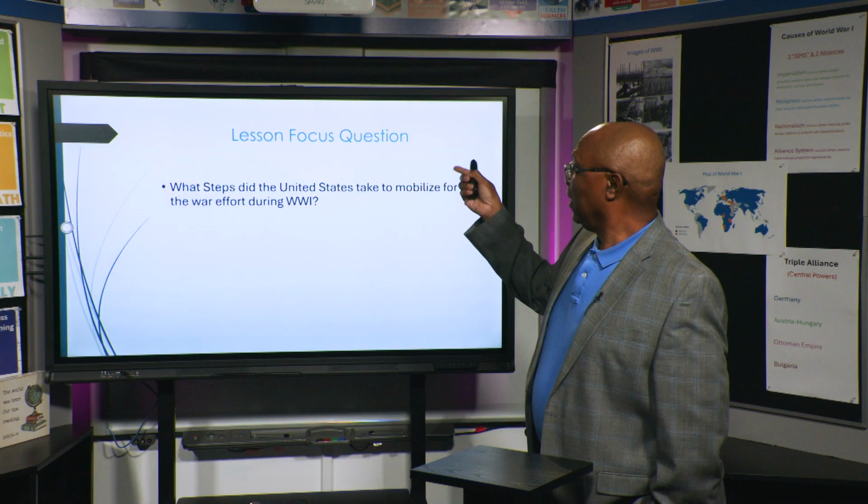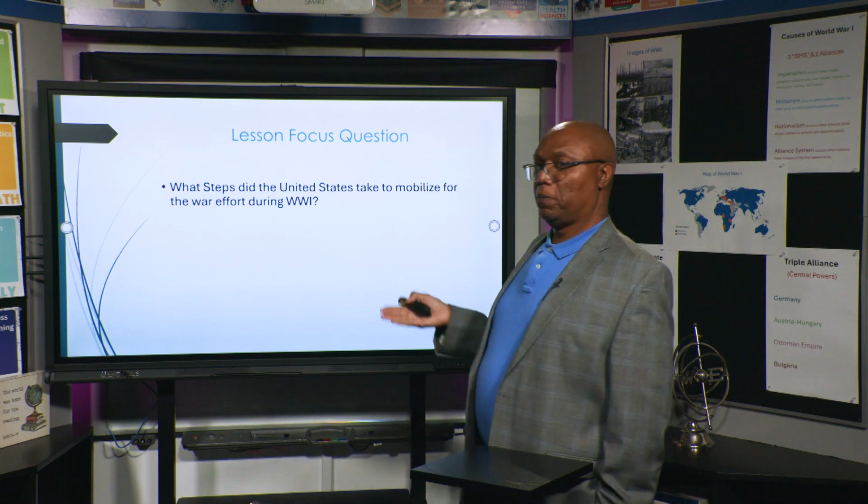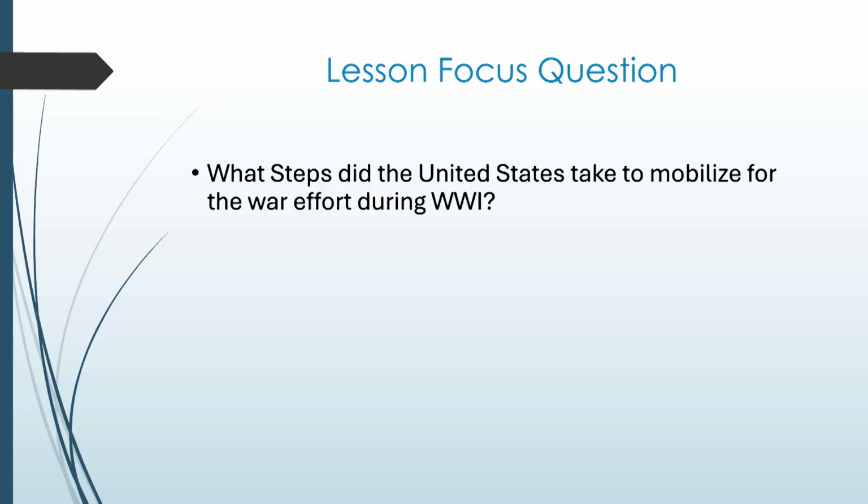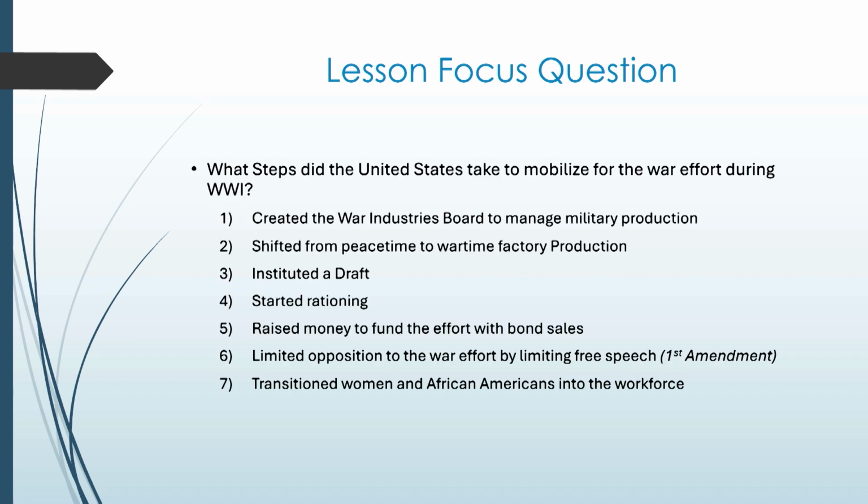The lesson focus question says, what steps should the United States take to mobilize the war effort during World War I? If you remember when we talked about this, some of the things we did: created a War Industries Board to regulate military production, shifted from peacetime to wartime factory production, instituted a draft, started rationing, raised money to fund the effort with bond sales, limited opposition to the war by limiting free speech, and transitioned women and African Americans into the workforce.